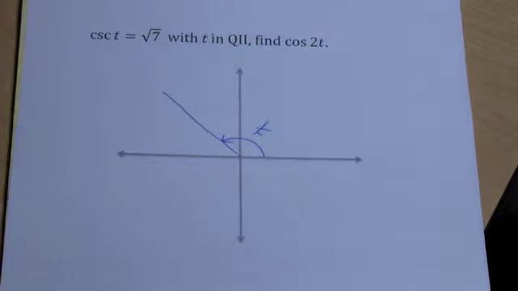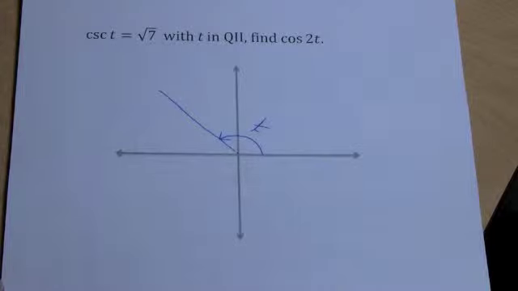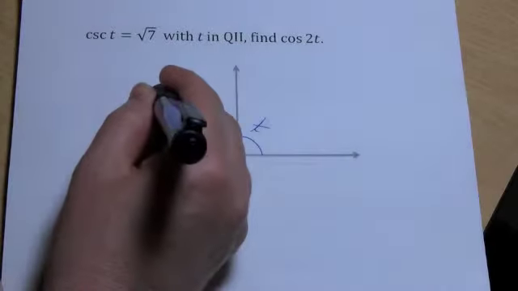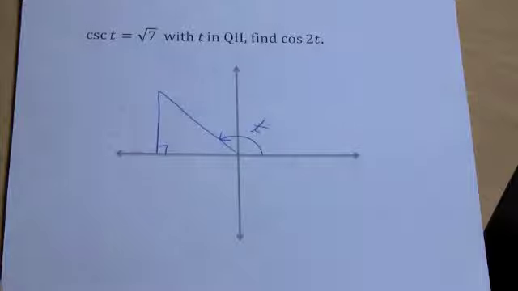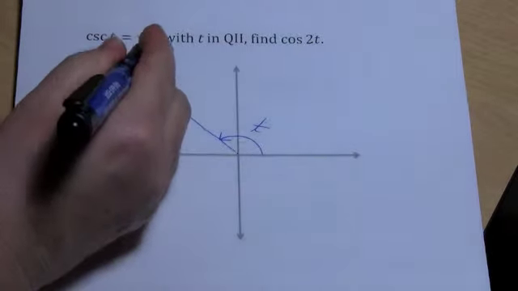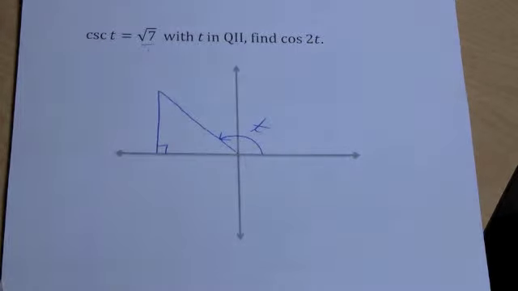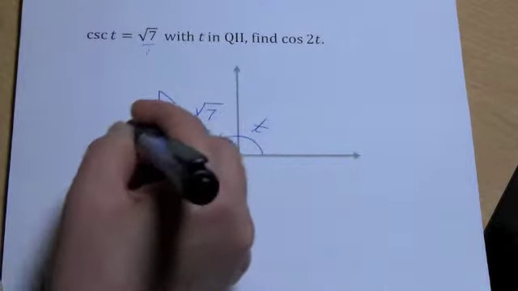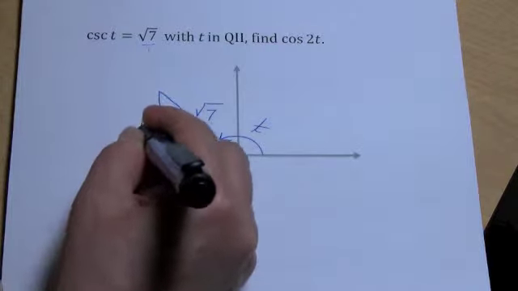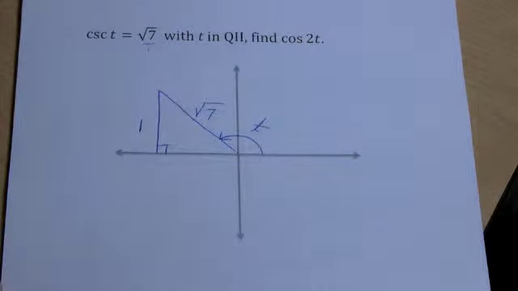And cosecant is the reciprocal of the sine function. So since sine is opposite over hypotenuse, that means that cosecant will be hypotenuse over opposite. So square root of 7 is the same thing as square root of 7 over 1. So hypotenuse over opposite would mean our hypotenuse is the square root of 7, and our opposite side is 1.